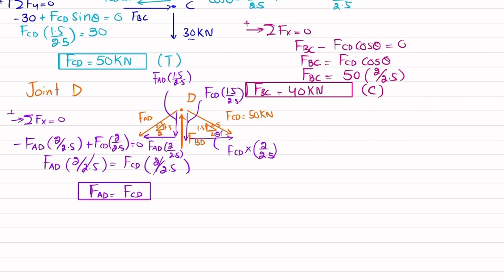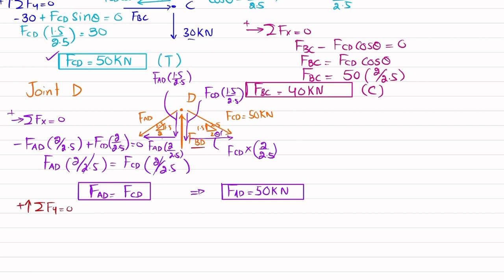Now we will apply another equation of equilibrium. If you further simplify, you can see FCD is 50, so FAD will also be equal to 50 kilonewton. Okay. Now moving toward the other equation of equilibrium, that the sum of all forces along the y direction must be equal to 0, and upward force is taken as positive.